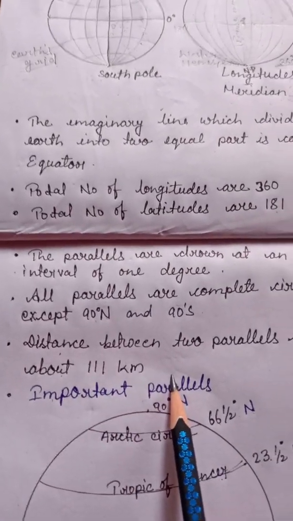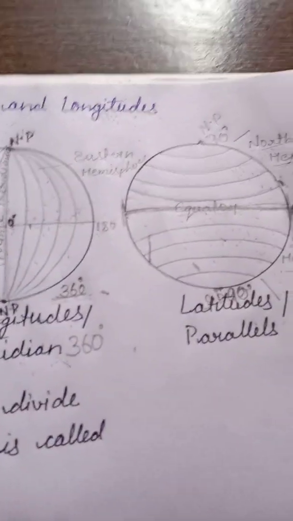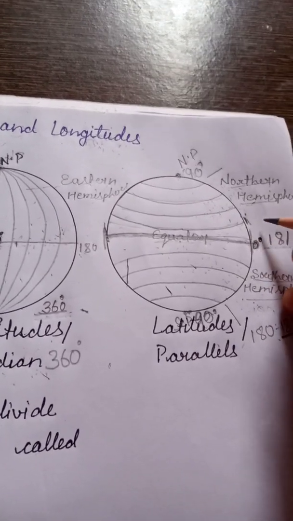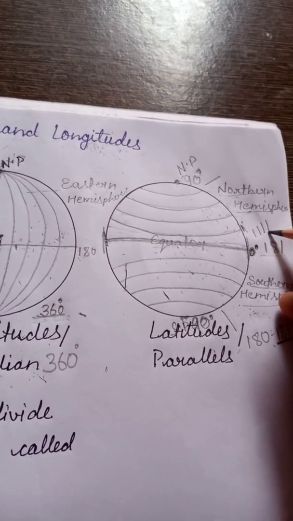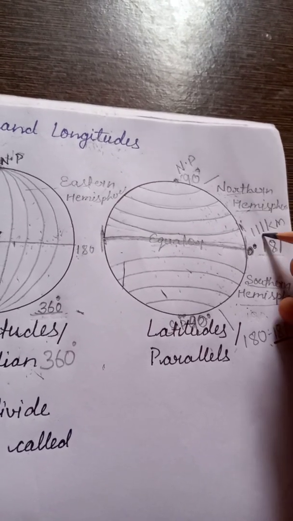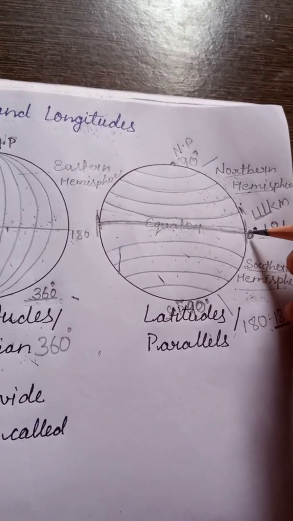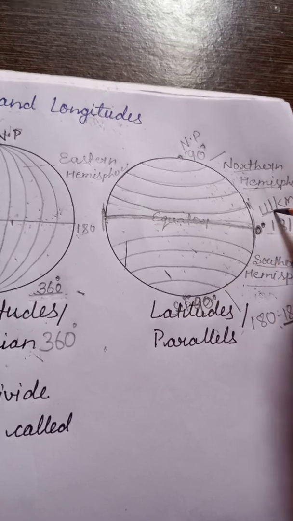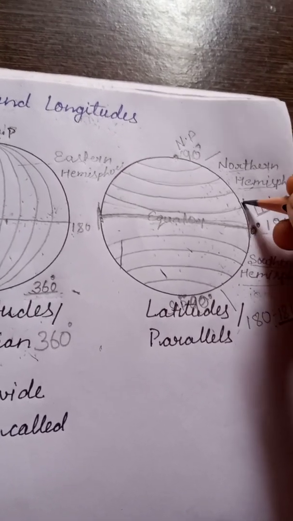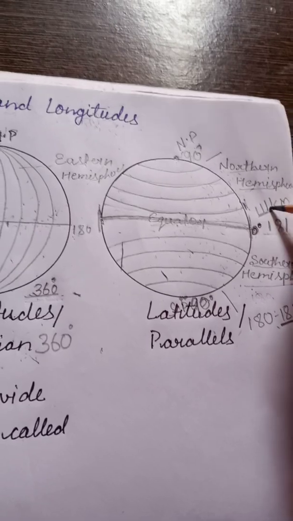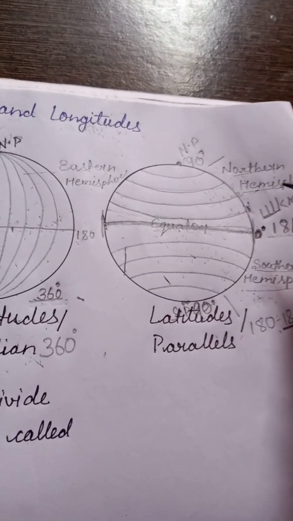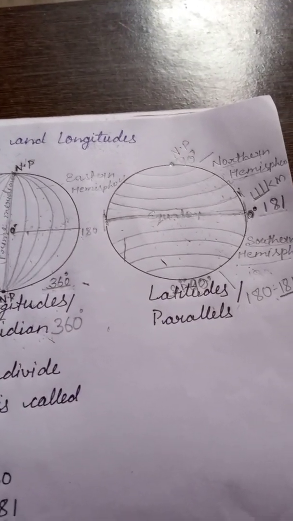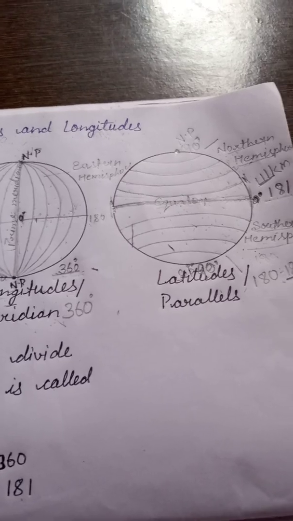The distance between two parallels is about 111 kilometer. When we go from 0 degree to 1 degree, I have to travel a distance of 111 kilometer, right? The distance between one latitude and another. Again I have to travel 111 kilometer to go to 2 degree. That means the difference between two latitudes is 111 kilometer.